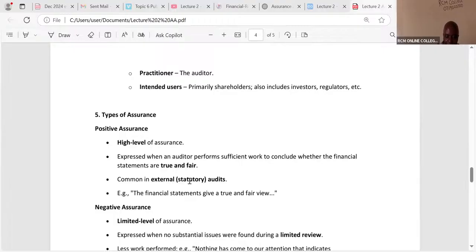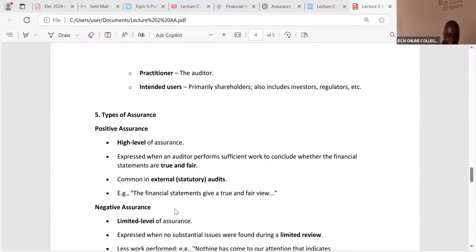So it is common in external statutory audits. Example, the financial statements give a true and fair view. So whenever I'm doing audit of financial statements, then I will be able to give, ladies and gentlemen, what we call a positive assurance. So under a positive assurance, I'm telling the whole world that the financial statements provide a true and fair view. Yeah, they provide. That is a positive assurance.